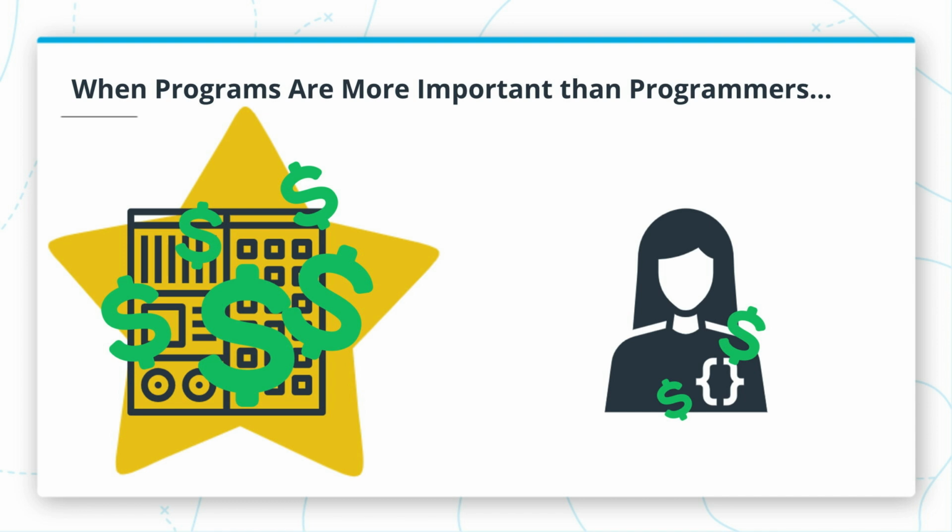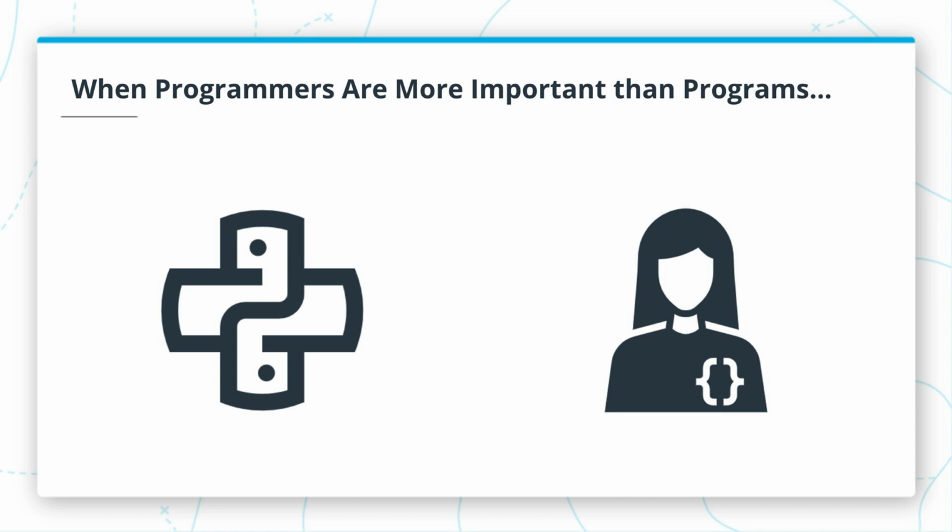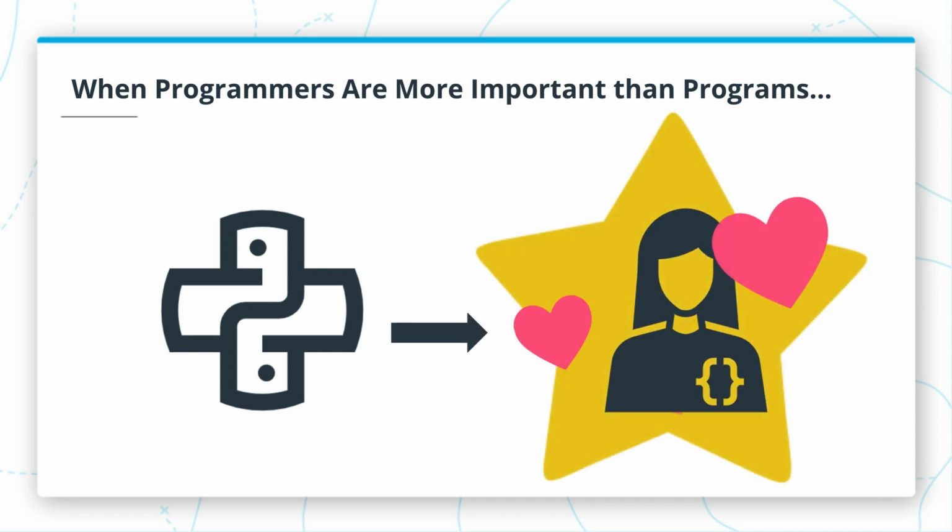Programs that handle sensitive information. Programs that run billions of times a second. These are programs where the program itself is extremely important, the most vital part, far more than any programmer cost, efficiency, or even morale. But Python takes an alternate view. Python says, you know what? We're going to assert that programmers are more important than programs.